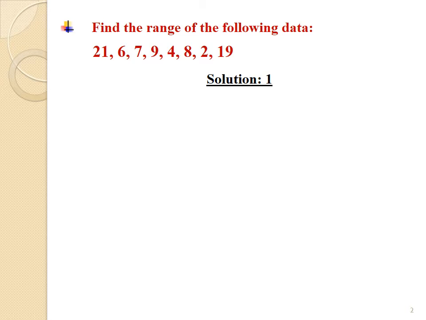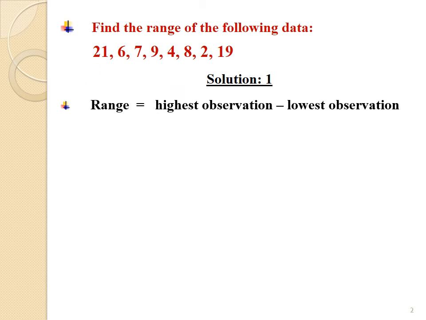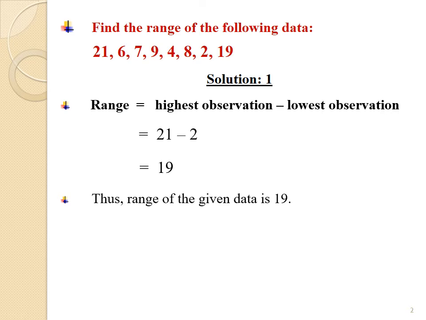Students, look at the data given to us and find out the highest observation and the lowest observation. Thus, by looking at the data, we observe that the lowest value or observation is 2 and the highest value or observation is 21. Thus, range equals highest observation minus lowest observation equals 21 minus 2 equals 19. Thus, the range or spread of the data is 19.